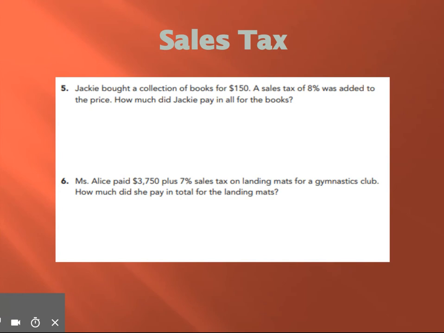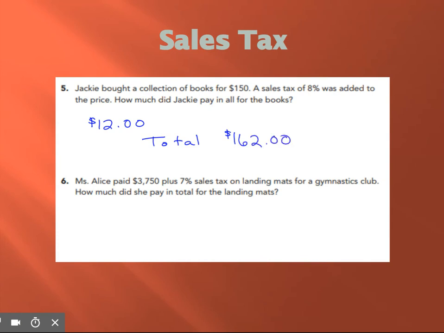Maybe try method 1 for 5 and method 2 for 6 to see which one you prefer. Come back when you've finished and check both of your answers. So after your calculation, you should have seen that the sales tax for number 5 would have been $12. So the total cost is $162.